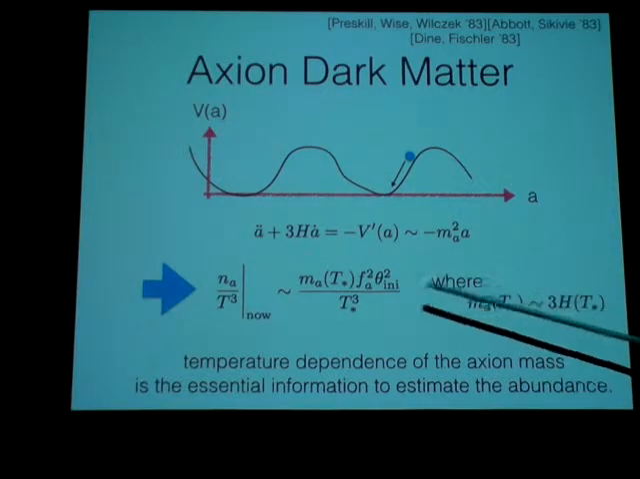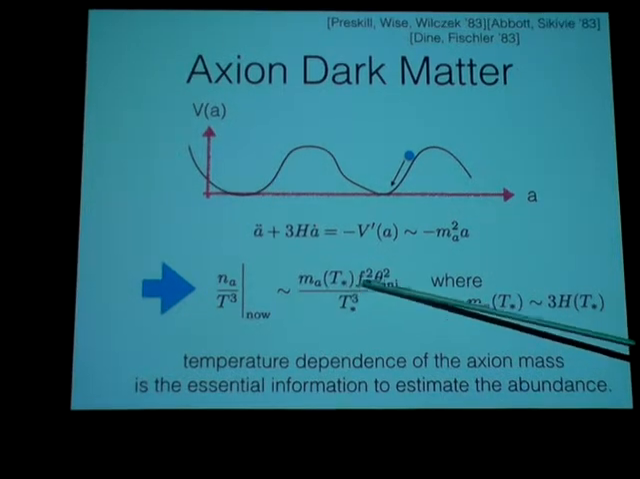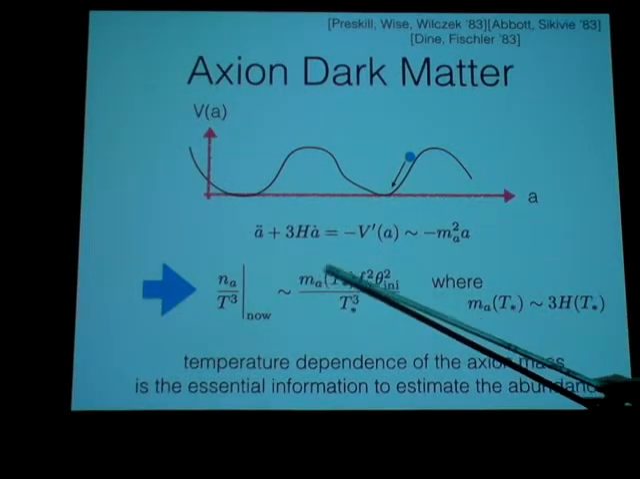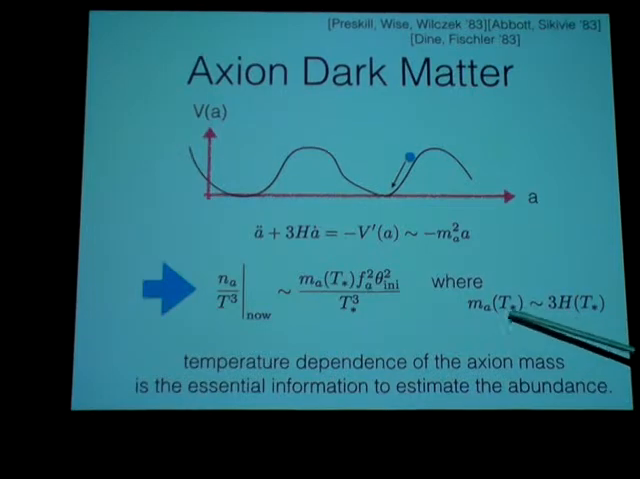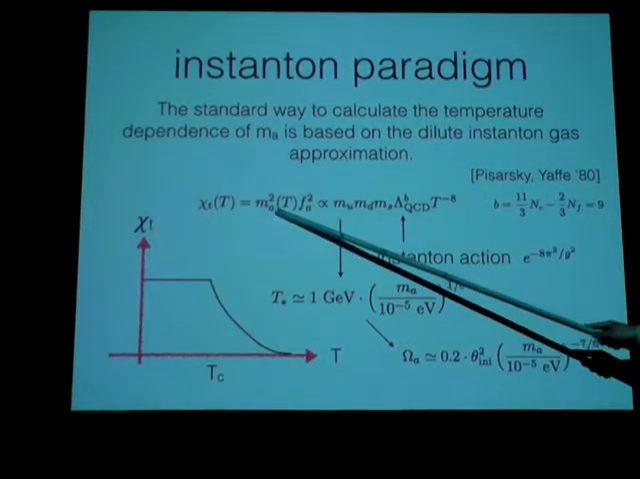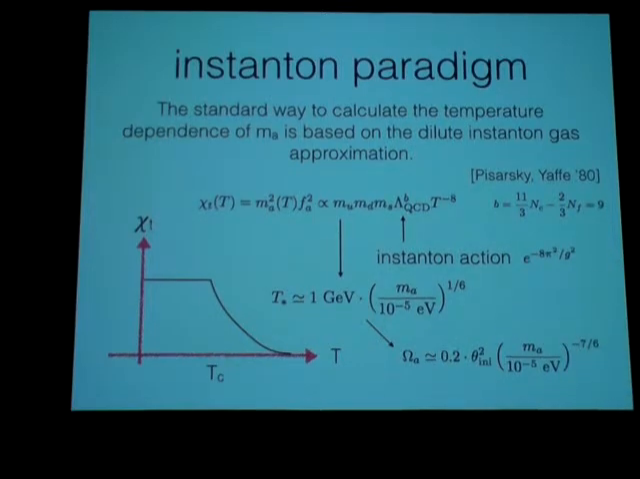So the only thing we need to know is this one. FA is a theory parameter, so we don't know it, but MA is something we need to calculate. So what's the temperature dependence of the axion mass? That's the essential input to calculate the axion abundance now. That's very important. And as I said, the axion mass is just chi t. So what we need is just to calculate chi t as a function of temperature. That we can easily do.